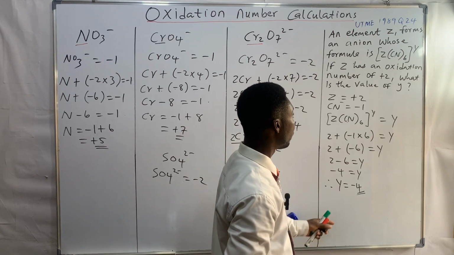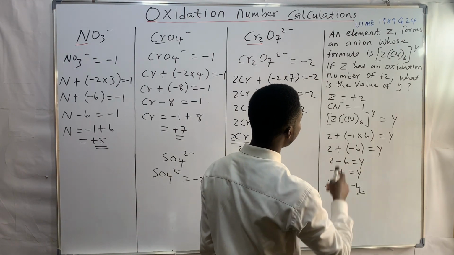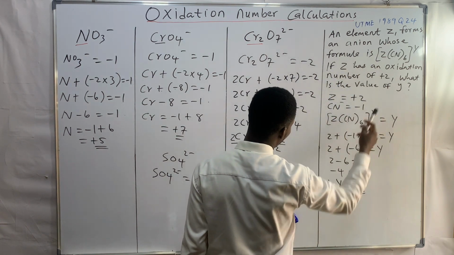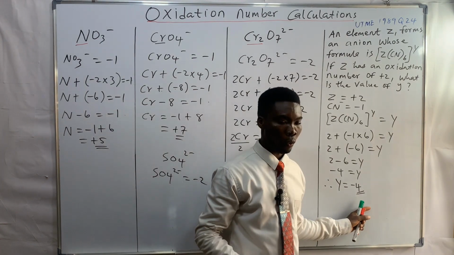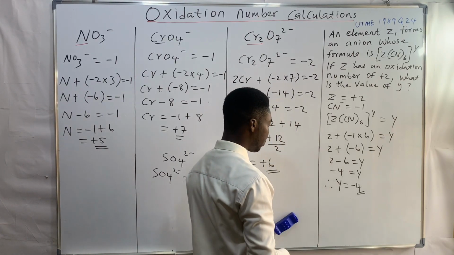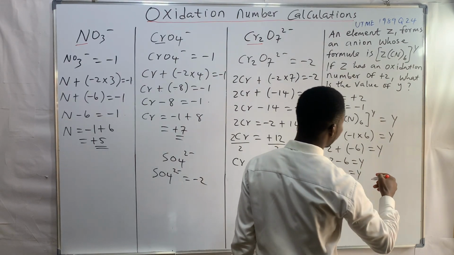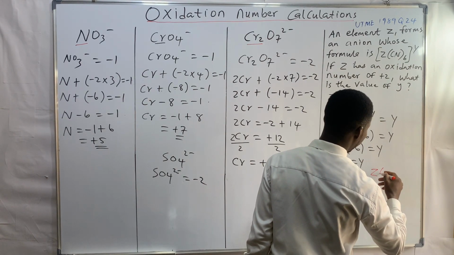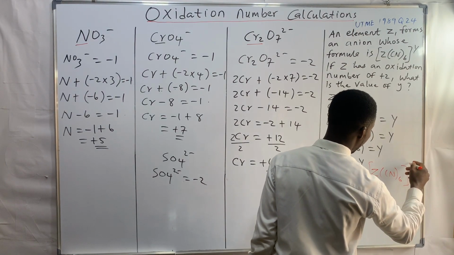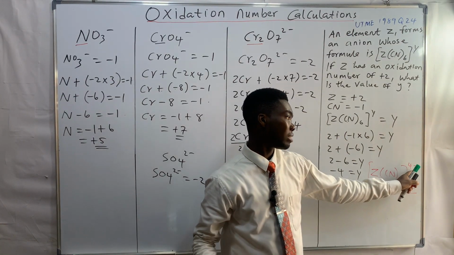So this is what we have. The question says an element Z forms an anion whose formula is this. If Z has an oxidation number of +2, what is the value of Y? So our value of Y is -4. Which therefore means that when we want to write the particular formula of the polyatomic ion, it is going to be written as ZCN6 then 4-. So this is how it's now going to be written, because the value of Y is now known to be -4.